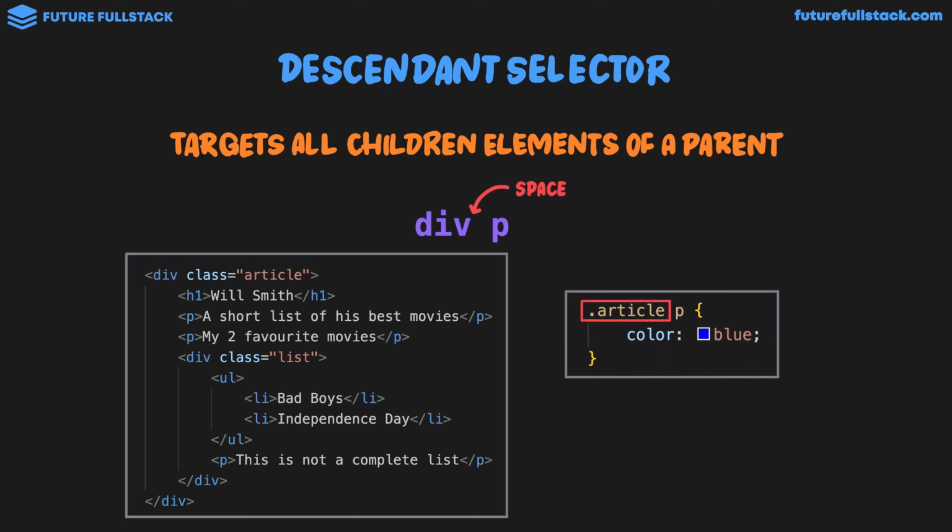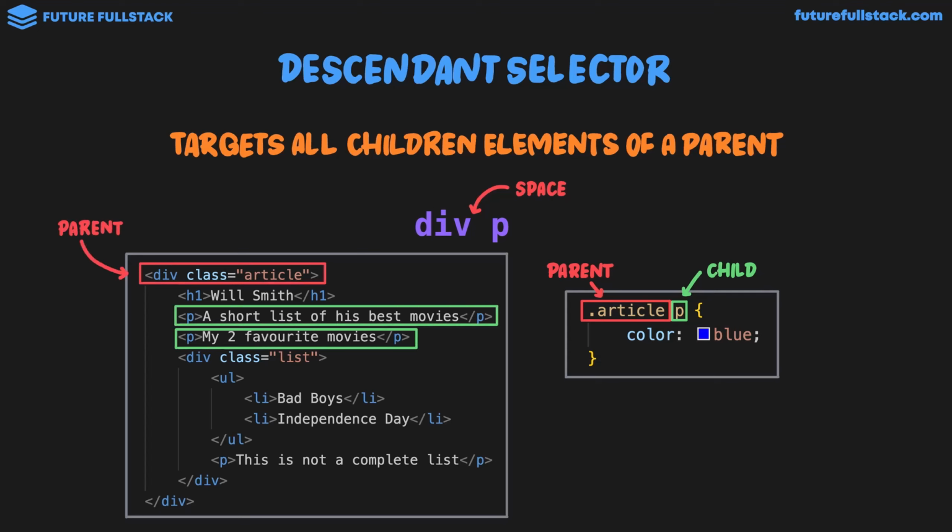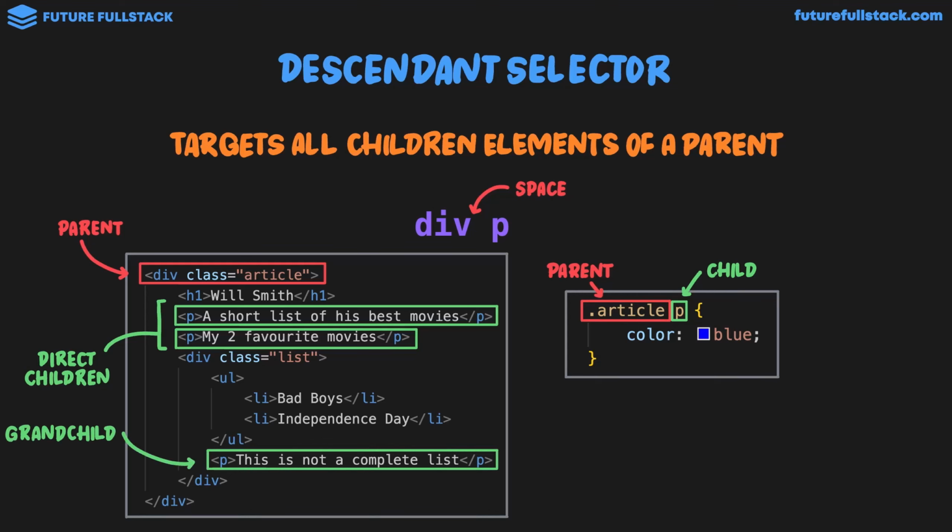This first class, article, we would call the parent, and the paragraph type selector is the child. So inside our HTML, the class article is on this div, which is the parent, and the paragraph here and here are what we call direct children. They're direct children of the parent. We also have a paragraph down the bottom here inside the nested div. This would be considered a grandchild. Now, the descendant selector targets all children elements of the parent, so all 3 paragraphs here would be blue.